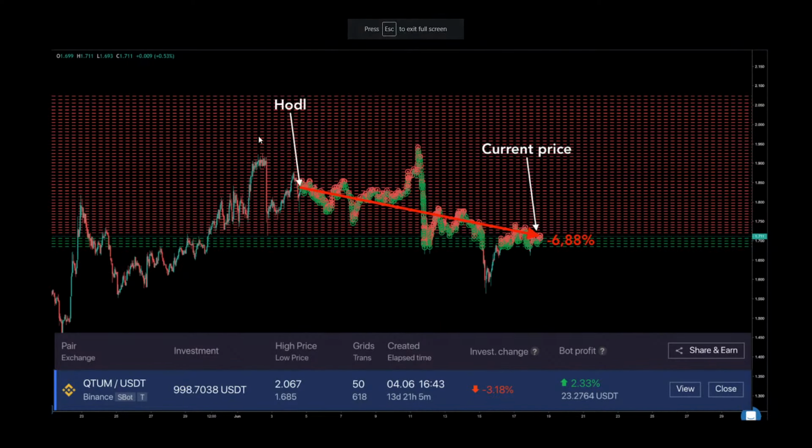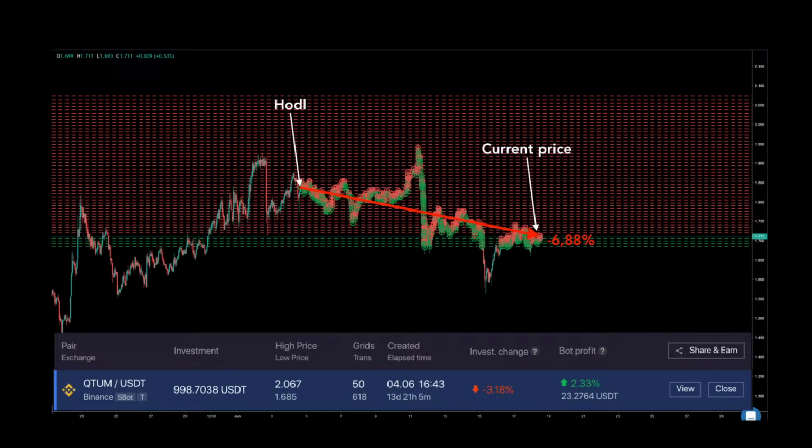That's the case, like on the chart that you see. That's what you would have if you just bought Quantum. So from that price point where you purchased it, if you would hodl it until that point, you would be at minus 6.88%. But thanks to the bot, which managed to generate returns even on this downfall, the profit generated by the bot offsets the negative impact overall. And that's why you only end up having a minus 3.18% change in the investment, compared with what you would have if you would just buy Quantum in hodl mode, where you would have minus 6.88%.